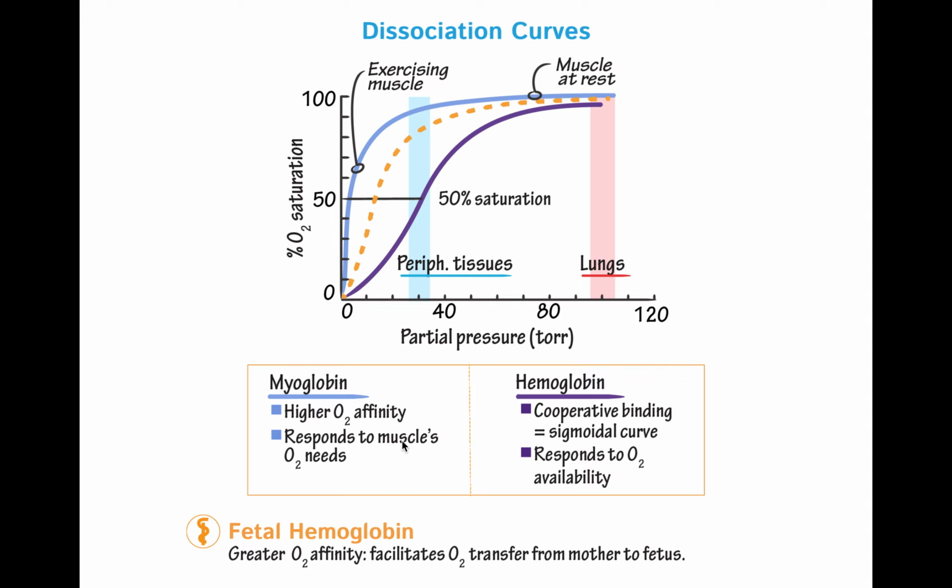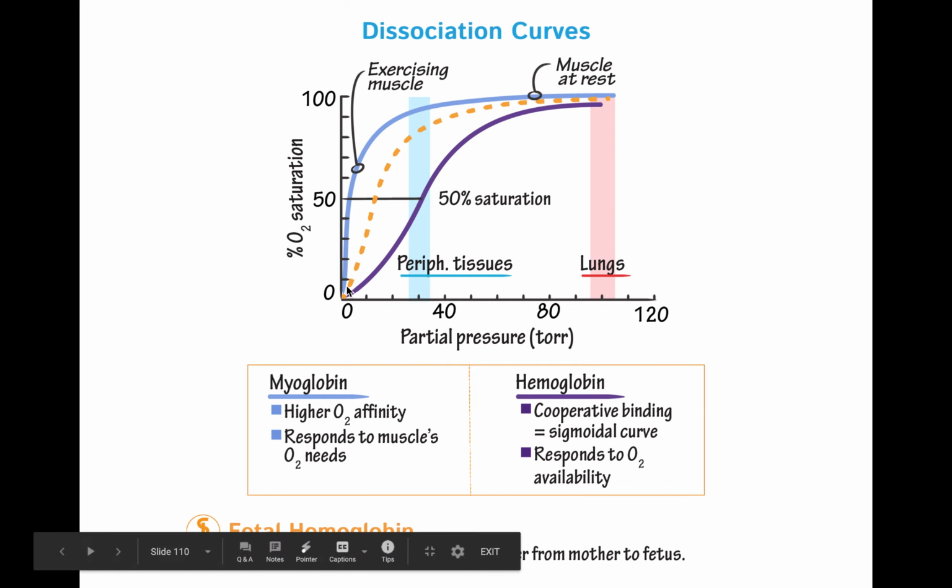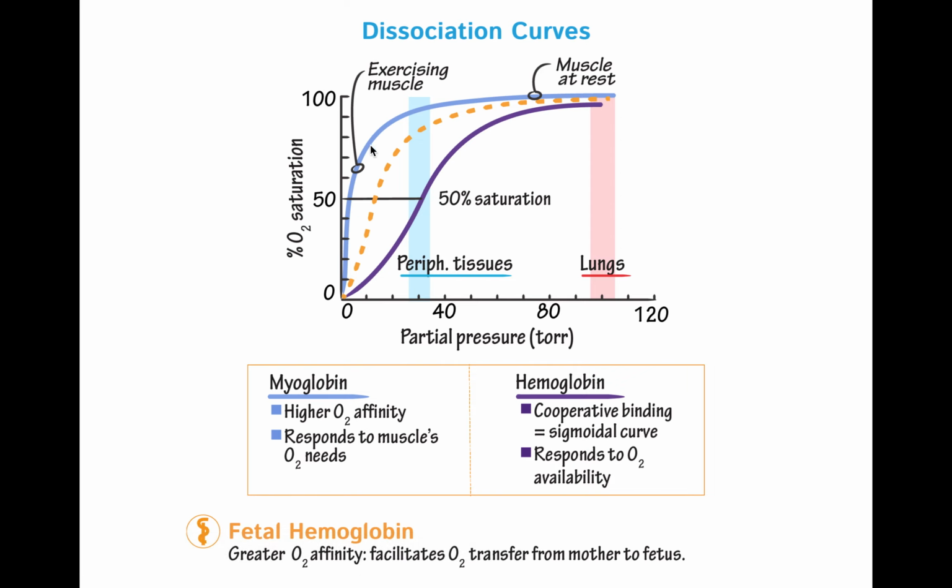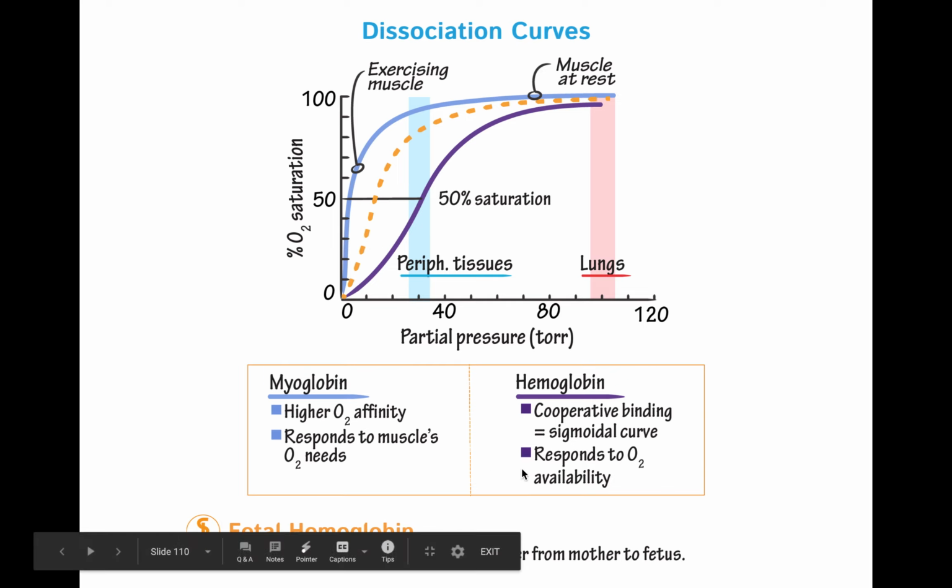And this is in response to the muscle's oxygen needs. Hemoglobin is the purple line. So this will have a lower oxygen affinity compared to myoglobin. And then you've got fetal hemoglobin. Fetal hemoglobin actually has a higher affinity for oxygen than adult hemoglobin, and this helps the fetus get oxygen from the mother's blood cells.